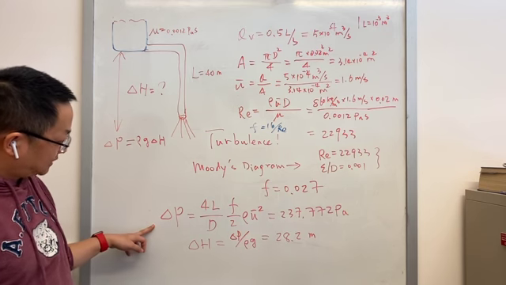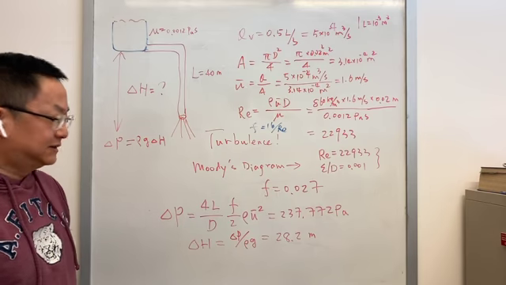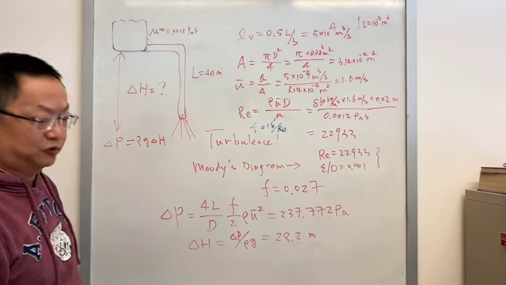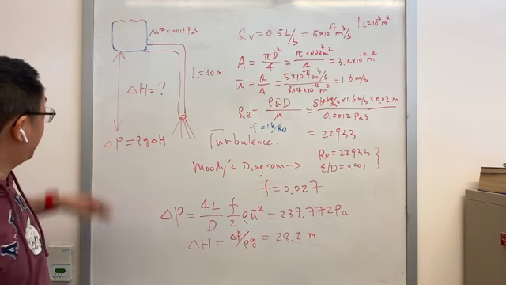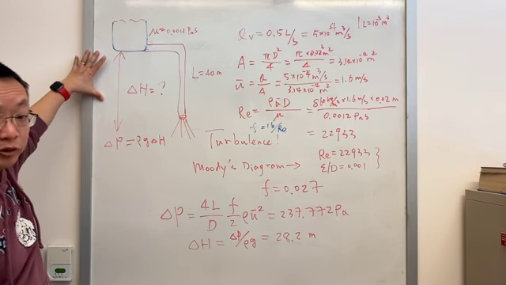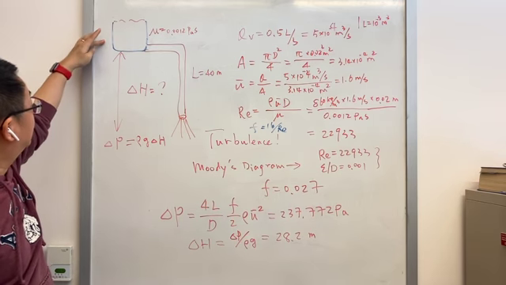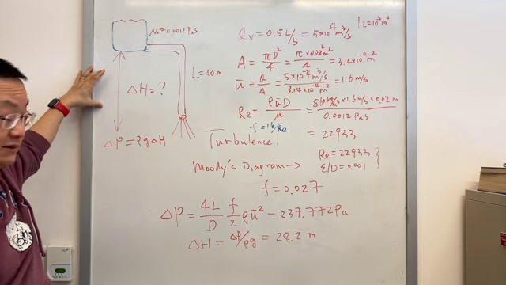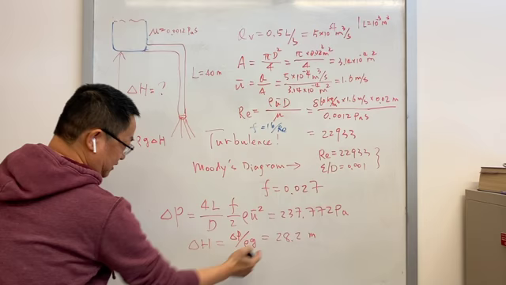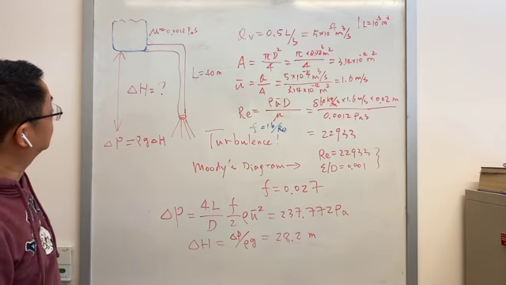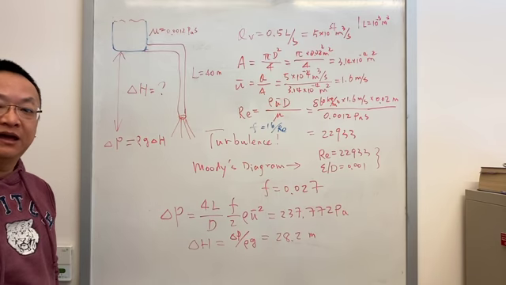And we calculate delta P, that is 237,772 Pascal. And as we discussed here, the pressure difference is purely generated by the gravity acting on the liquid, because we maintain a height difference, so we can figure out what that height difference is. So delta H is 28.2 meters. So that's how high we need to maintain the tank.